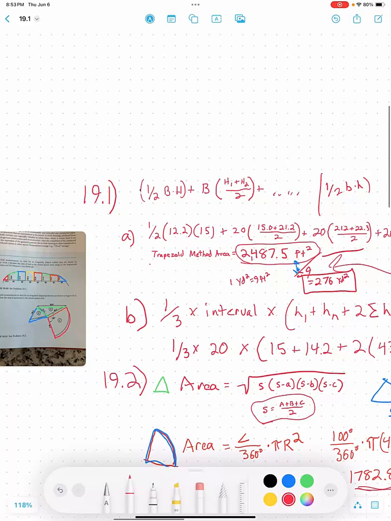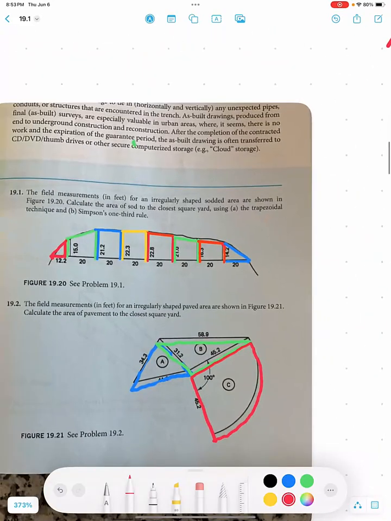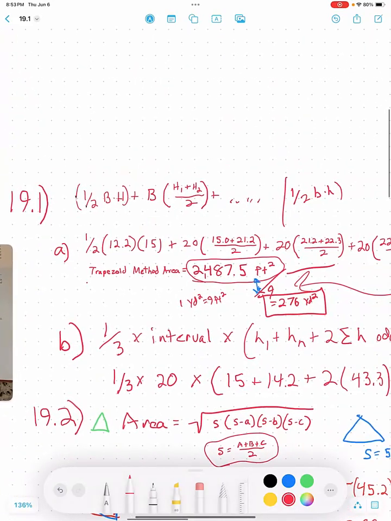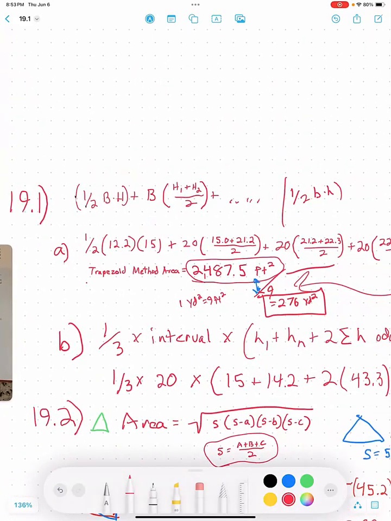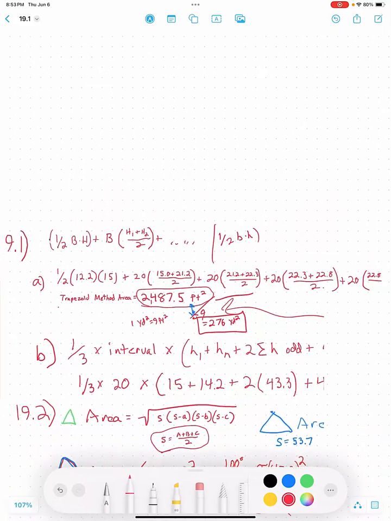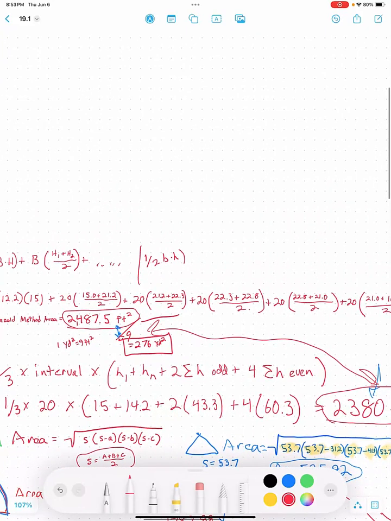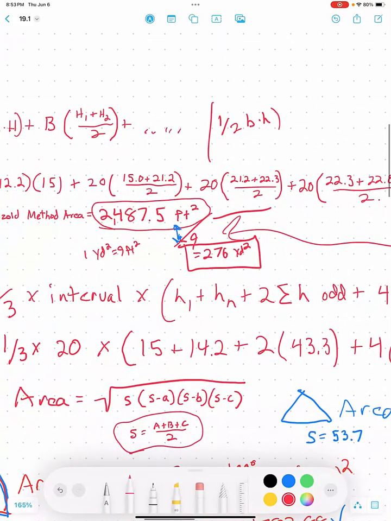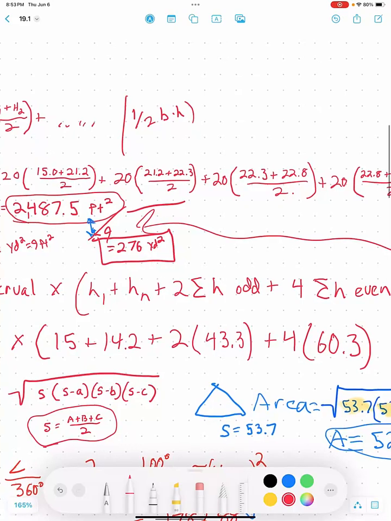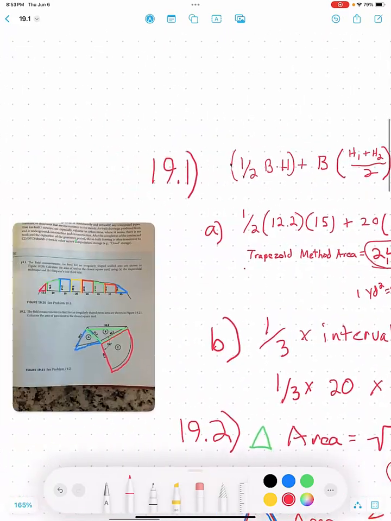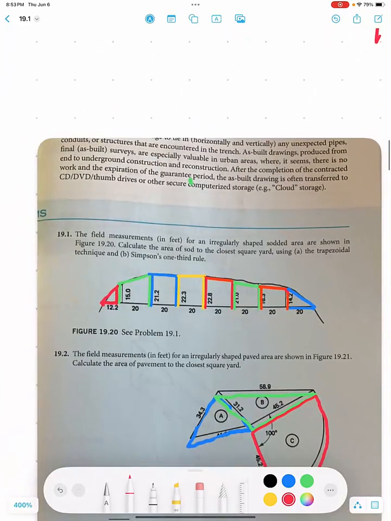The other method is what they call Simpson's 1/3 rule. Not something I've ever actually seen in the real world, but it is technically a method here. So we're going to go ahead and round those numbers out. This formula is kind of funky. It's the first, the last, plus 2 times the sum of the odd, plus 4 times the sum of the even. And what they mean by that is literally you're going to number these up.